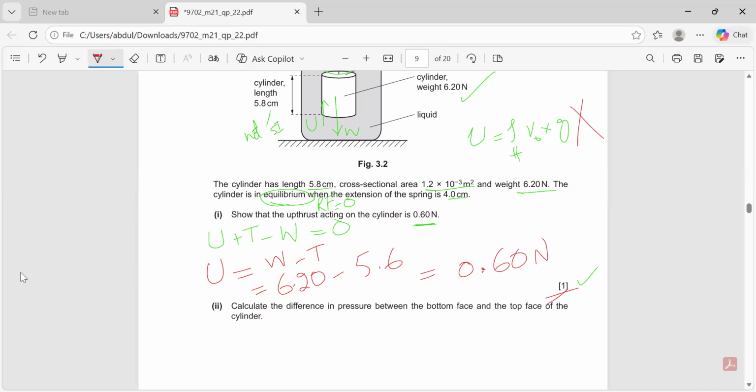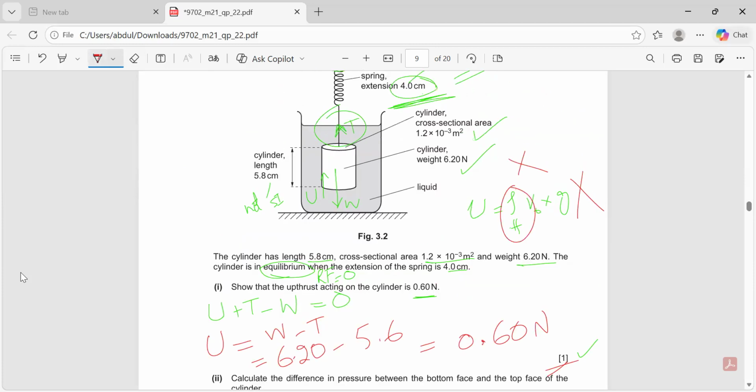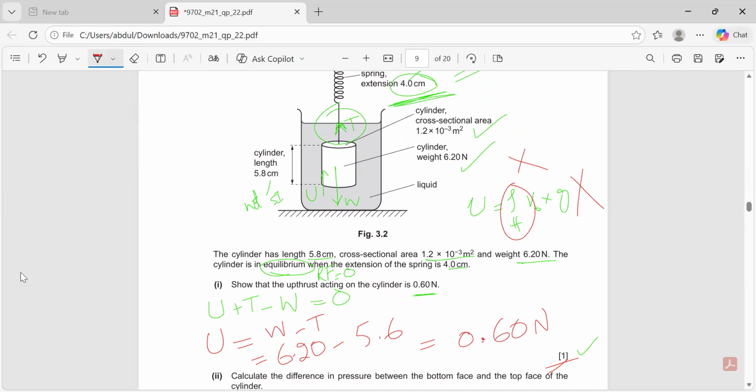We cannot use this formula because we don't have the density with us. Density is not given to us, so we cannot use this formula to calculate the upthrust. Please, dear friends, any question, any ambiguity, any doubt, feel free, you can ask me.